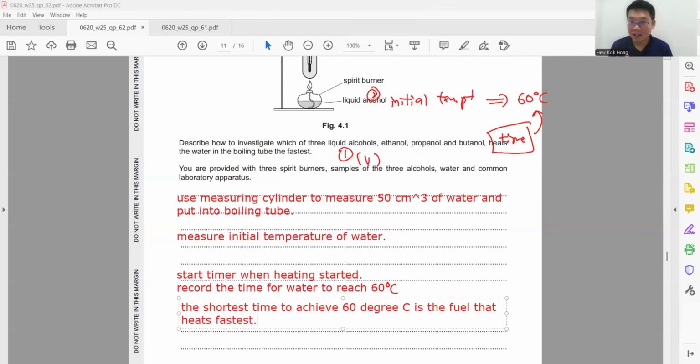So we just write in this way, then we can find out which one is the fuel that can heat the water fastest.